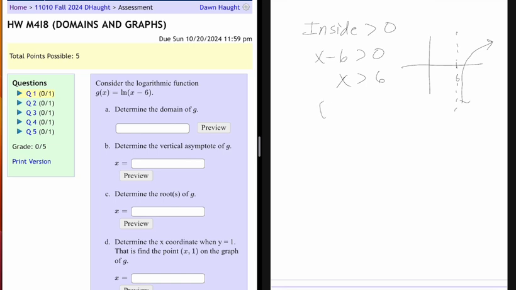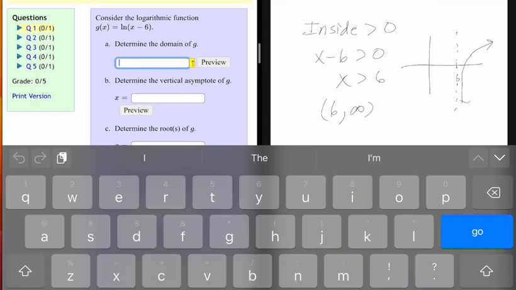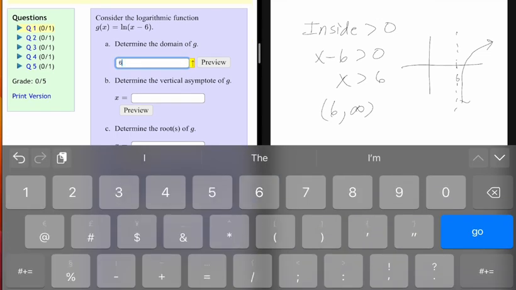When we talk about domain, I would assume they want interval notation. So we want everything from 6 to infinity. Please make sure you're using parentheses on both the 6 and the infinity. So let me see if iMath likes that.